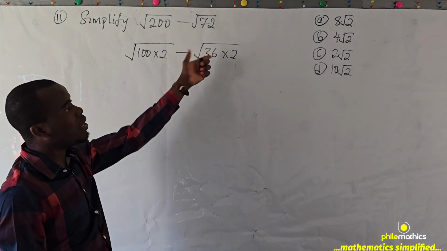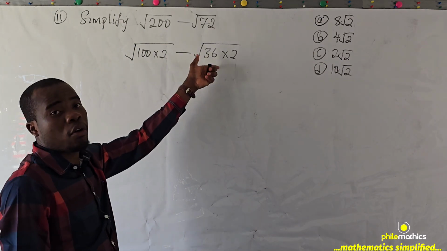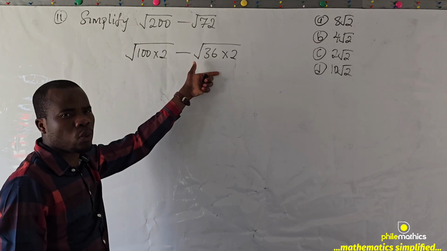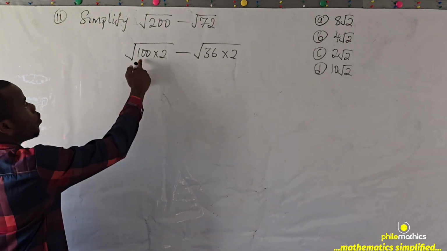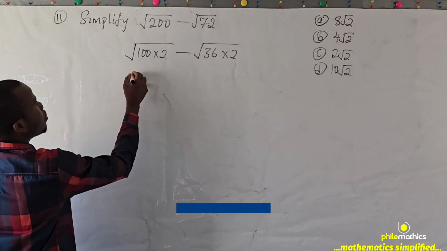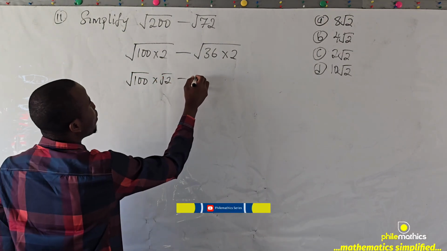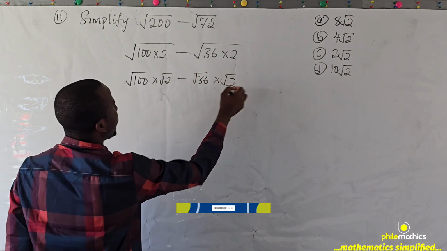Because you could times 4 by 18 here, and 4 is a perfect square, and 9 by 8 here, 9 is also a perfect square. So you want to consider the largest perfect square. So this can be written as square root of 100 times square root of 2 minus square root of 36 times square root of 2.